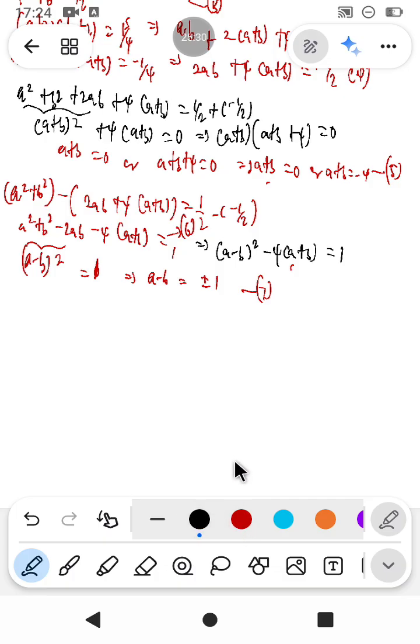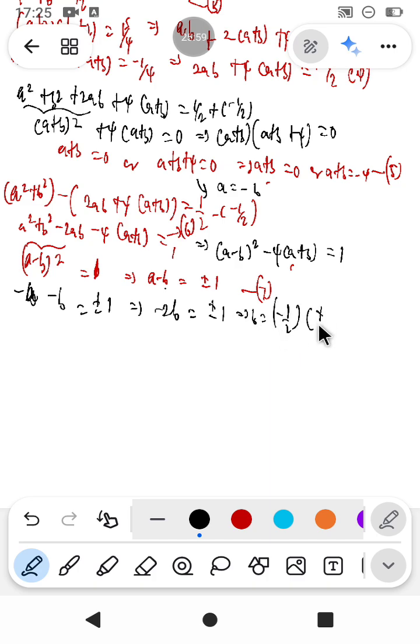All right, guys. Now, from equation 5, we say a plus b equals 0. So this implies a equals negative b. So substitute a to be negative b in equation 7. So we have a, which is now negative b, so we have negative b minus b equal plus or minus 1. That is negative 2b equals plus or minus 1. So multiply both sides by negative half. So we have b is equal to negative half multiplied by plus or minus 1.